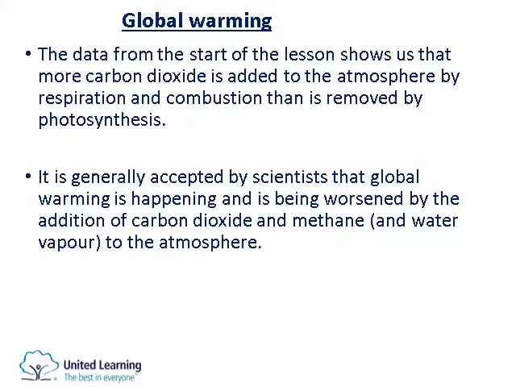So we talked about in our Do Now questions the fact that carbon dioxide is released to the atmosphere by respiration and combustion, and it's removed by photosynthesis. So the general consensus by scientists is that global warming is happening because there's more carbon dioxide and methane in the atmosphere.